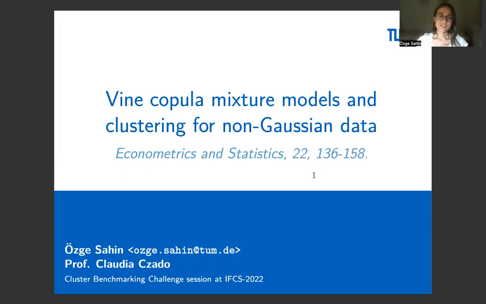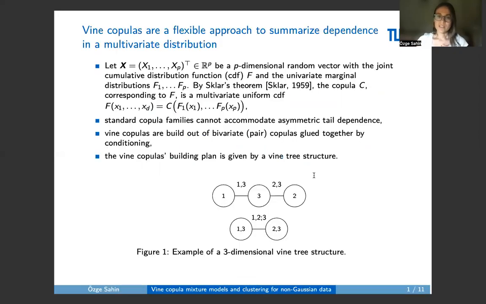Today I will briefly introduce you to Copulas and mixture models, but I will mostly focus on the clustering part and our benchmarking studies. To start with, Copulas are a flexible approach to summarize dependence in a multivariate distribution. Suppose you have a p-dimensional random vector with joint cumulative distribution function F and univariate marginal distributions from F1 to Fp. Then by Sklar's theorem, there exists a Copula C corresponding to F, which is a multivariate uniform CDF, which separates the marginal distributions from the dependence structure.